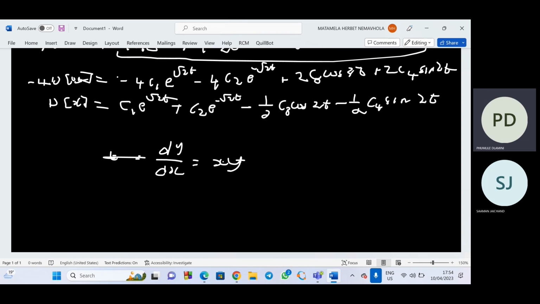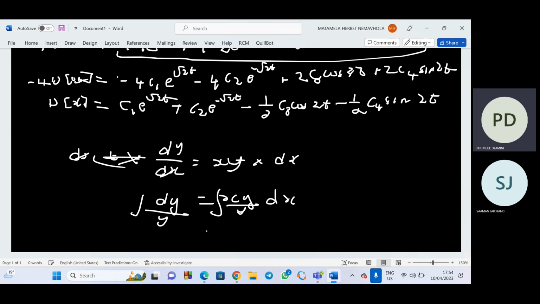So in order for you to solve this equation, you will multiply everywhere by dx. You multiply even the right hand side by dx. Then this dx will be cancelled with this one. You will be left with dy equals xy dx. Then you can divide by y on this side. Then you introduce the integral, and you will have the integral of 1 over y dy equals the integral of x dx. So after here is whereby you can be able to get the general solution.